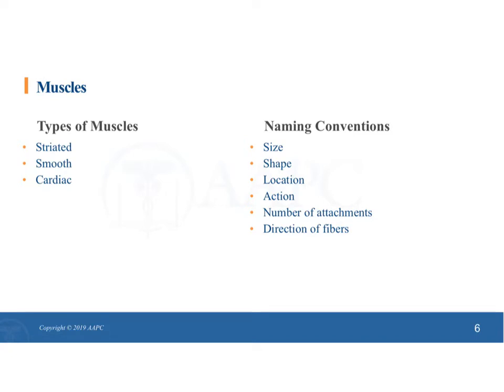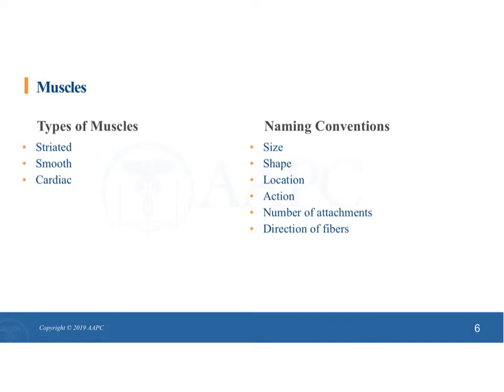Muscles named for their action include an abductor, which moves the limb away from the midline of the body. Adductor moves the limb toward the midline. Flexor muscle causes flexion. The origin of a muscle was defined previously.